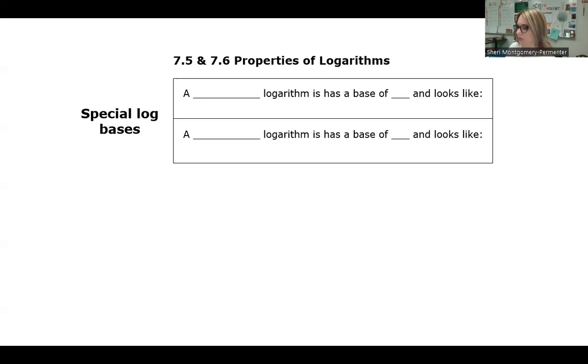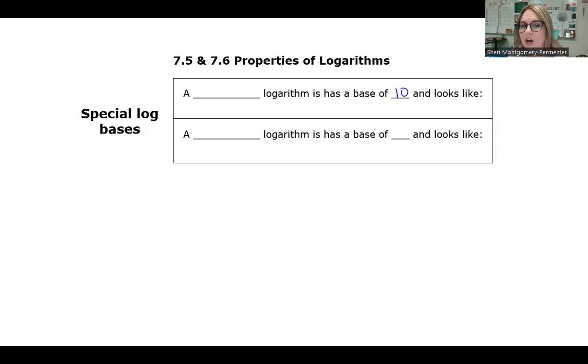If you look at your notes, question 5, do you see how there's no base number? This is similar to writing a square root: you don't put an index, but we know it's a 2. Well, if there's no base number, we know that it's a 10. So there's a special base of 10.